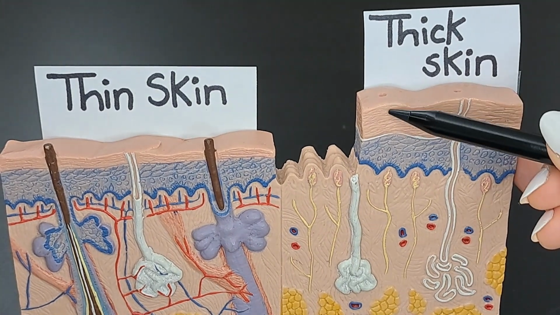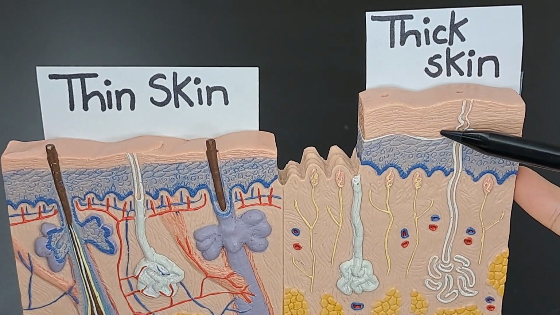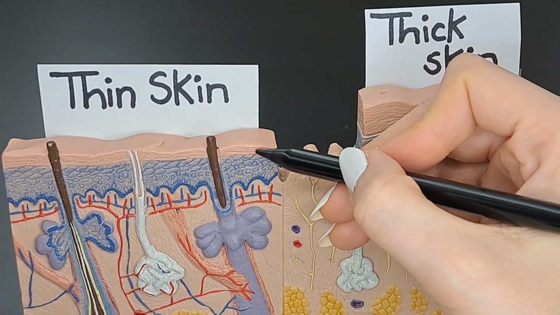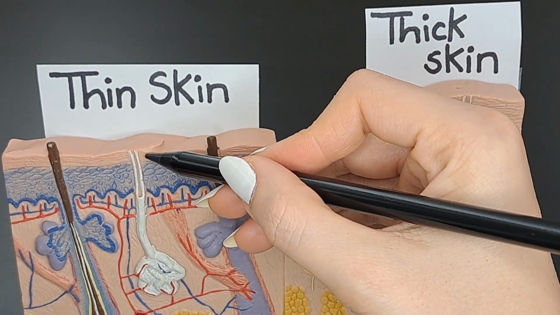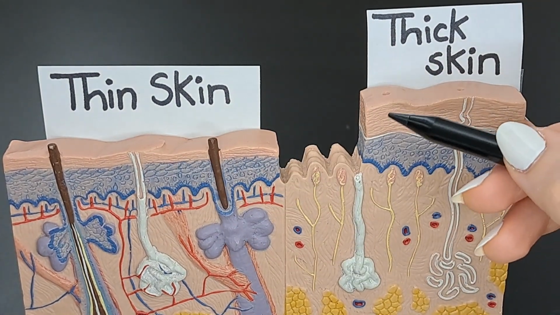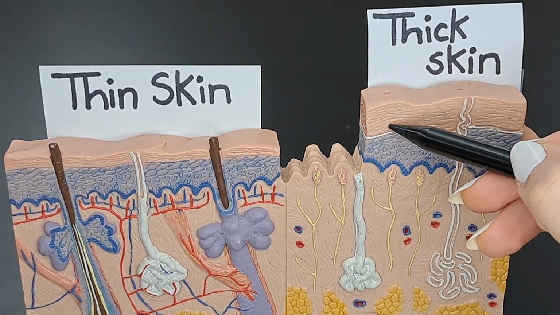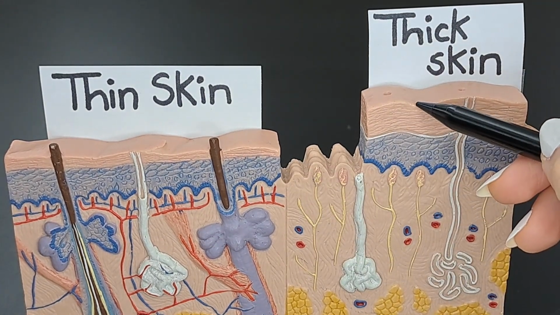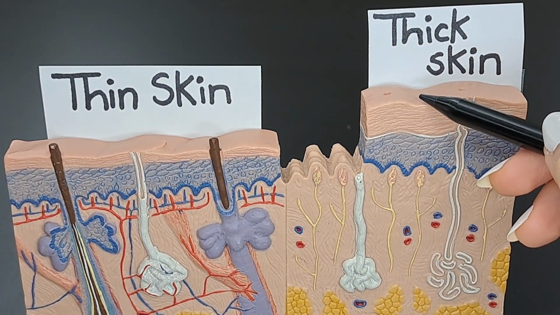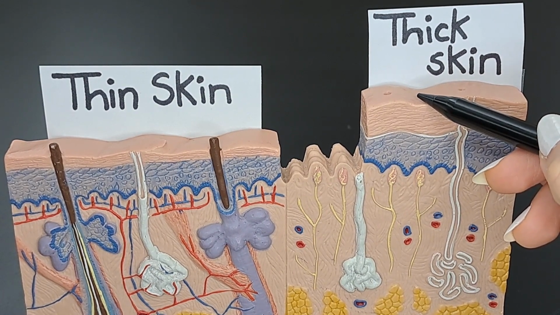First layer is the stratum corneum right here. This entire layer is the stratum corneum, whereas this is the stratum corneum of the thin skin. The first difference is that the stratum corneum is much thicker in the thick skin versus the thin skin to provide more protection, because thick skin is in the soles of the feet and the palms of the hand.